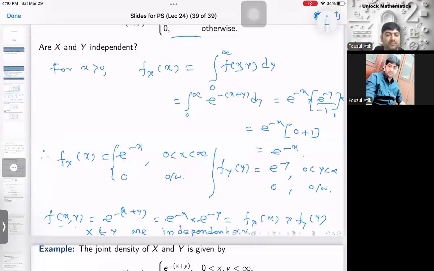Independent random variables. I hope it is clear. Okay.